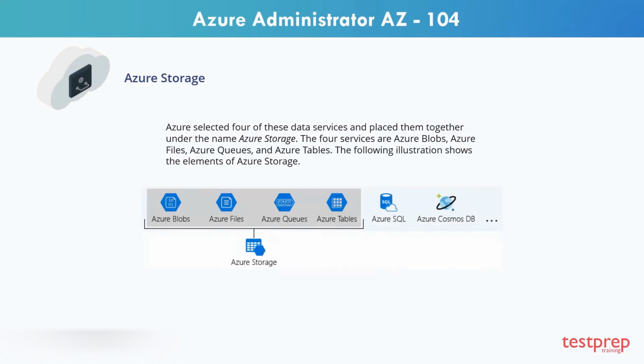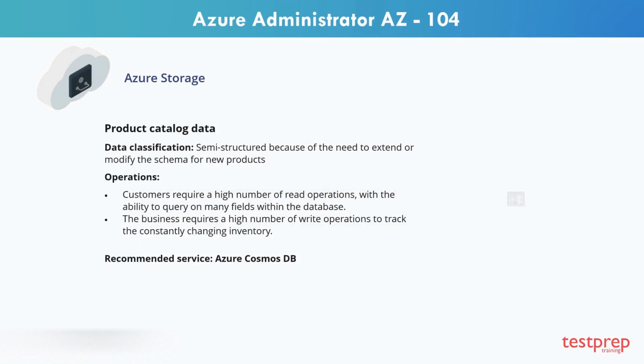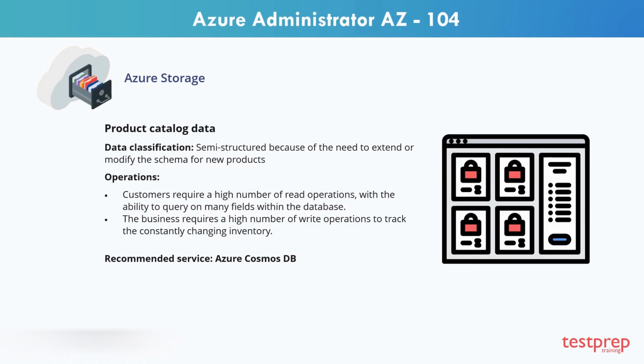Azure selected 4 of these data services and placed them together under the name Azure Storage. The 4 services are Azure Blobs, Azure Files, Azure Queues, and Azure Tables. The following illustration shows the elements of Azure Storage. Let's take a look at some of the types of data you will need the Azure Cloud Storage for, and see which Azure Storage service is recommended, based on data classification and operations involved with the data.